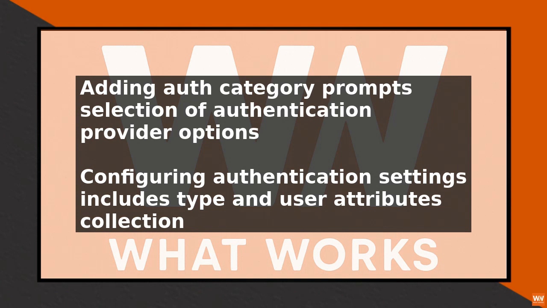To use the auth category in your application, you need to import the Amplify library and configure it with your AWS credentials. You can then use the auth class to authenticate users, manage user sessions, and handle authentication-related events.